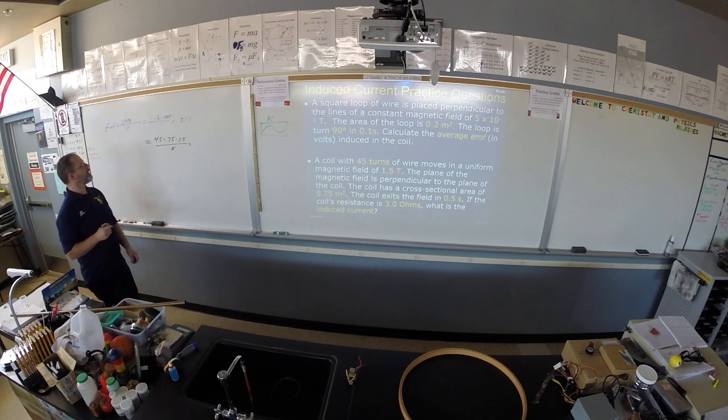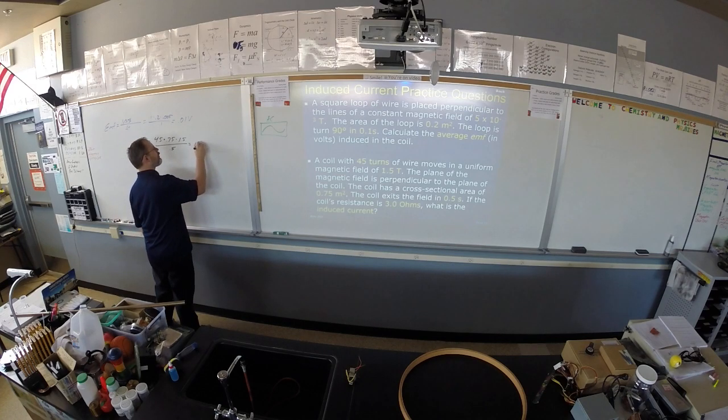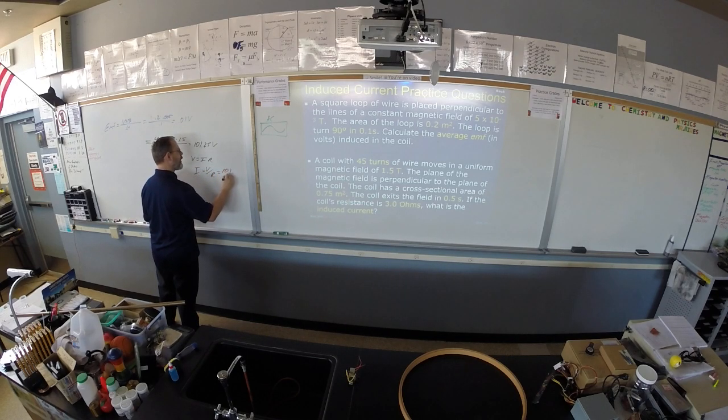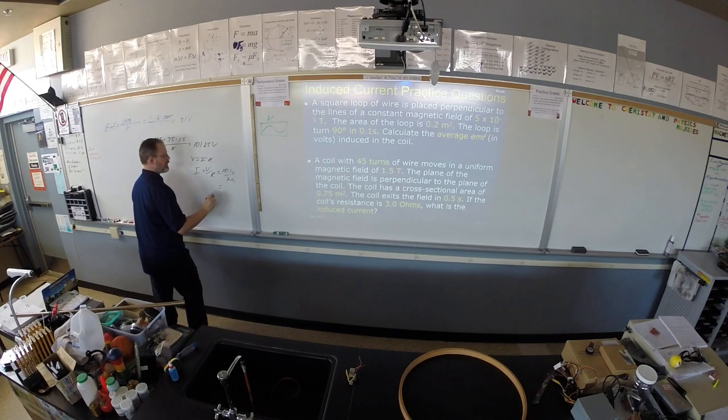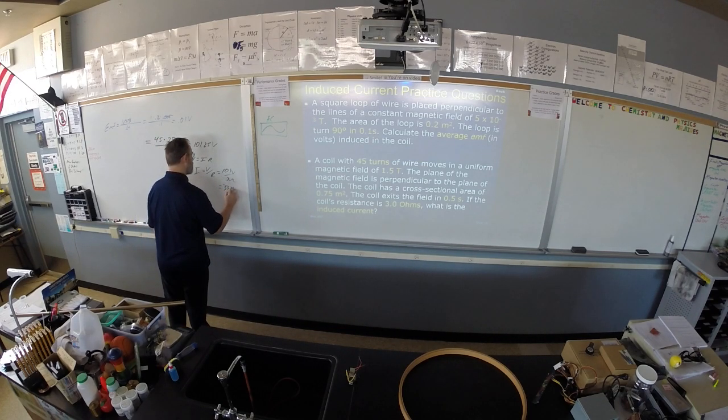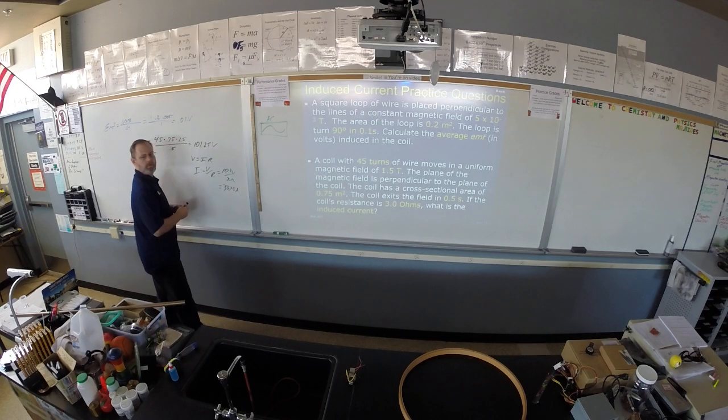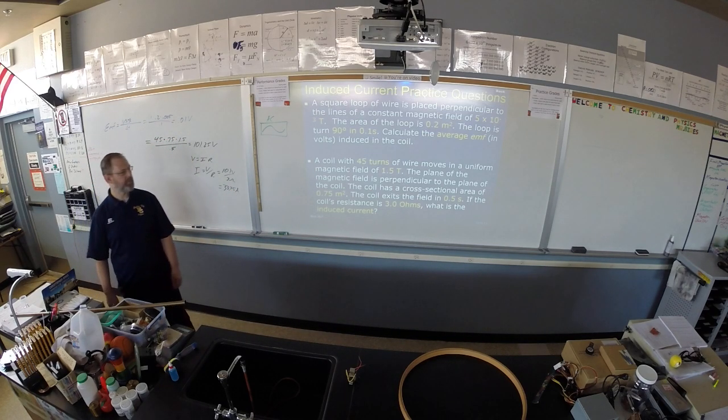So what is the EMF that's produced? 101.25 volts. And then V equals IR, to find current, I equals V over R. So 101.25 divided by 3 ohms. And that gives you how much? 33.75 amperes. That's good. Your numbers make sense to me.